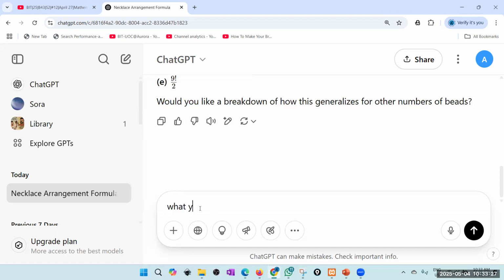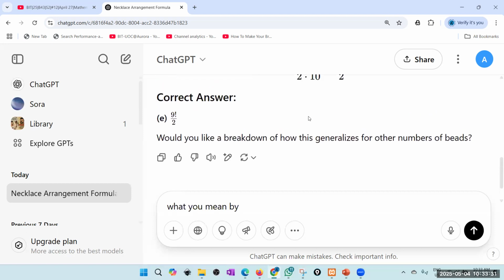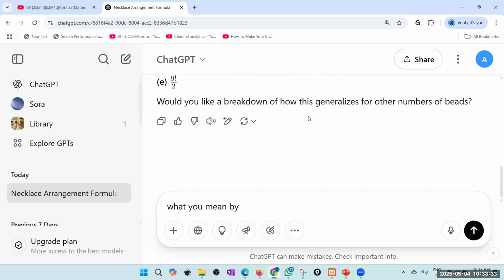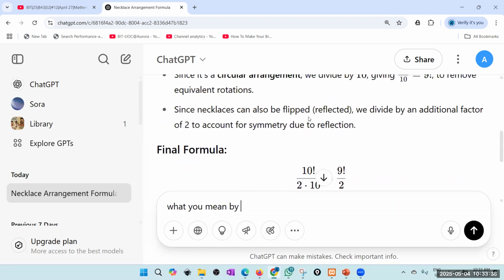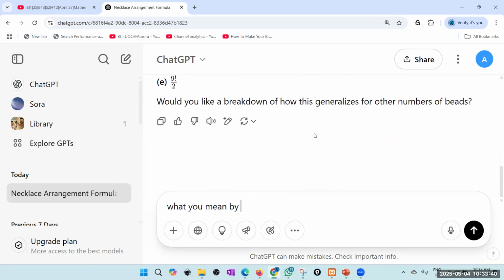What you mean by reflected, flip, and why divide by 2 is not clear.